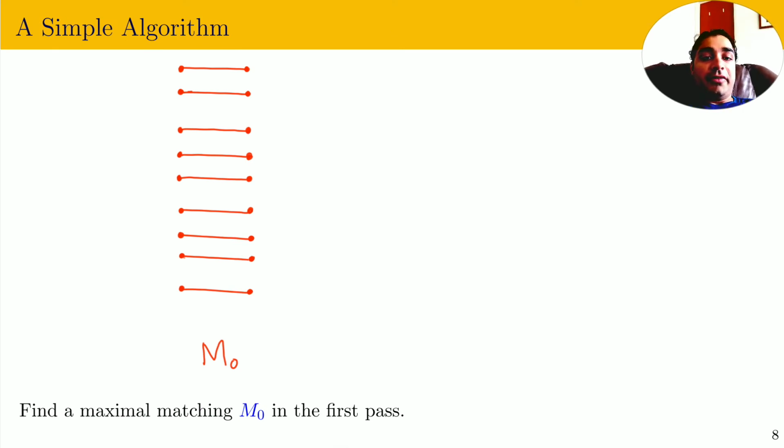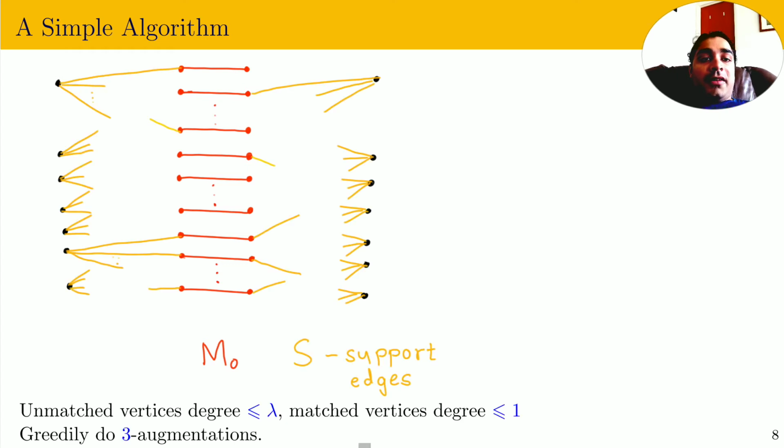So again we start with a maximal matching M0 in the first pass, which is as shown, and these are the free vertices that are unmatched by M0. In the second pass, you maintain this set of support edges which are shown in orange color. So what are the support edges? The property of the support edges is such that all the unmatched vertices have degree at most lambda, and all the matched vertices have degree at most 1.